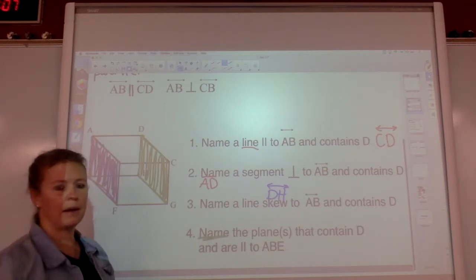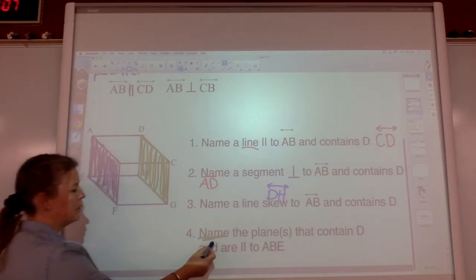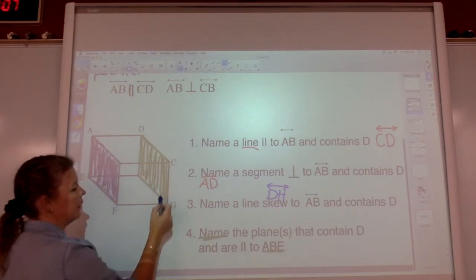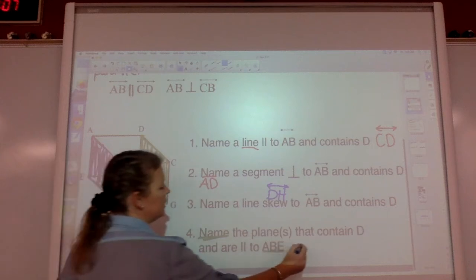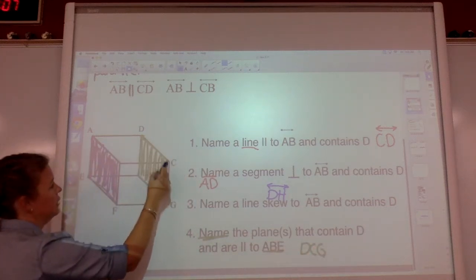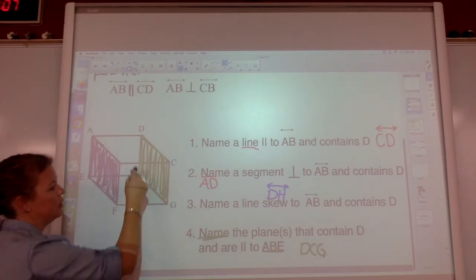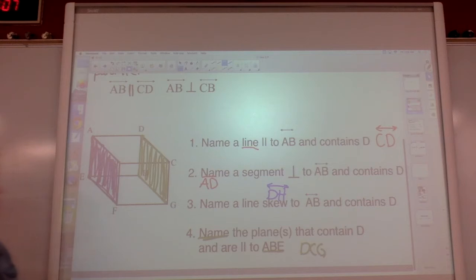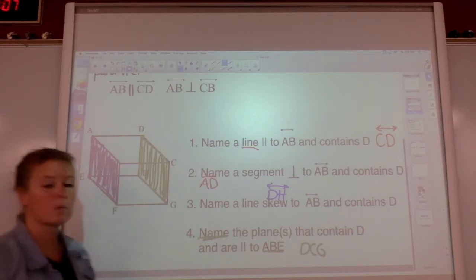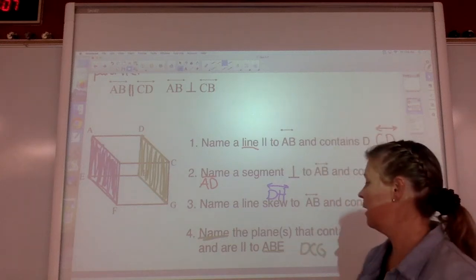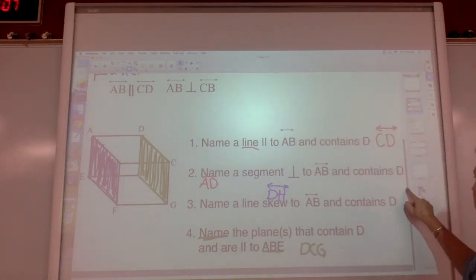I think we need more practice naming some things. 3 points. You can only use 3 points, capital letters, no commas. We could choose DCG if we wanted to. We could choose DCH. We could choose HCG. We could use HCD. Doesn't matter, any order, any three points. Do not name it with all 4 or it will get marked wrong.